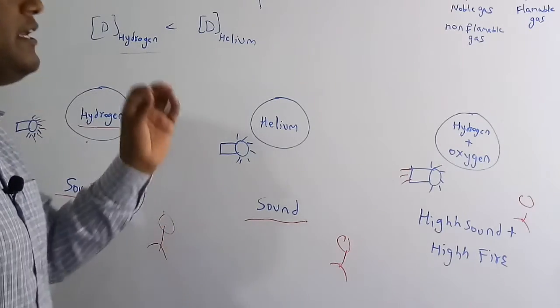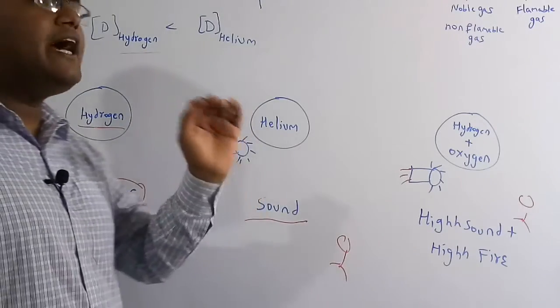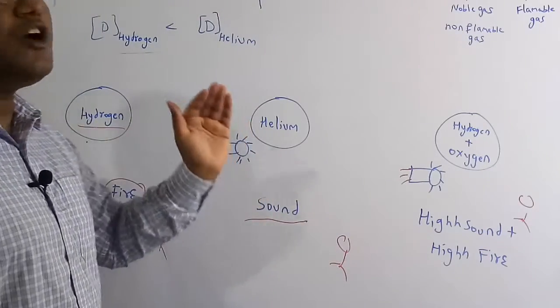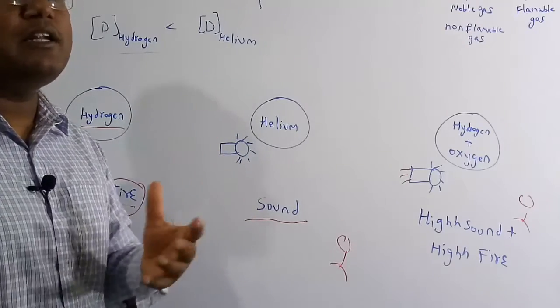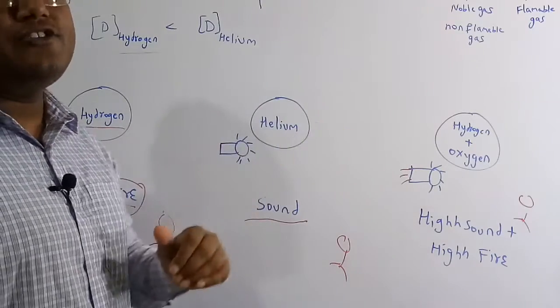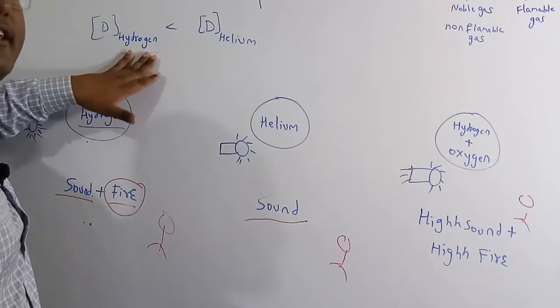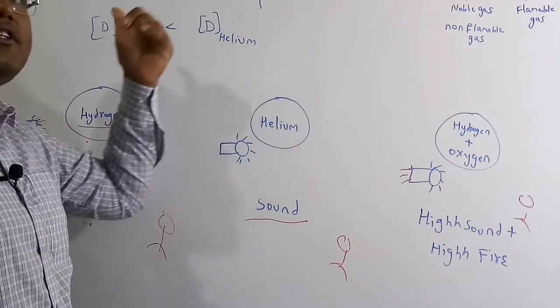That is the reason it is always preferred to use helium gas in balloons and not hydrogen gas, because helium is a non-flammable gas and hydrogen is a flammable gas that is going to burn. Even though hydrogen has lesser density than helium, it is still preferred to use only helium gas and not hydrogen gas.